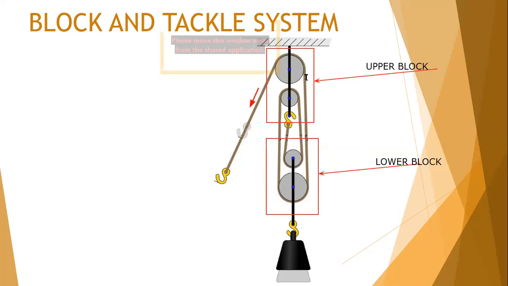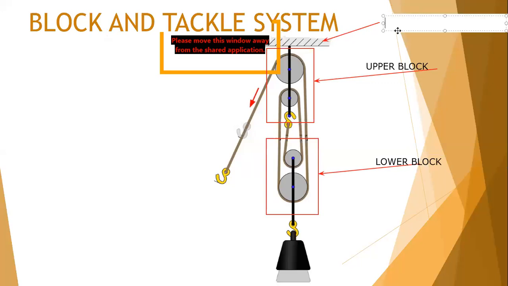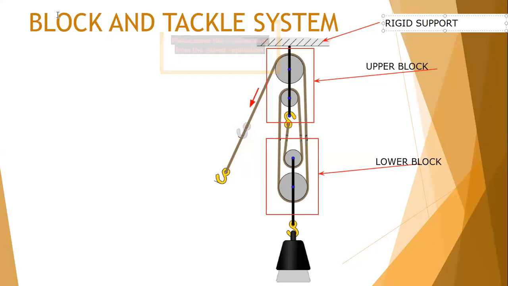Now, you will find that the upper block is fixed to a rigid support. Look at the upper block. The upper block is fixed to a rigid support. So your upper block is not moving. The upper block is fixed and it is tied to a rigid support.